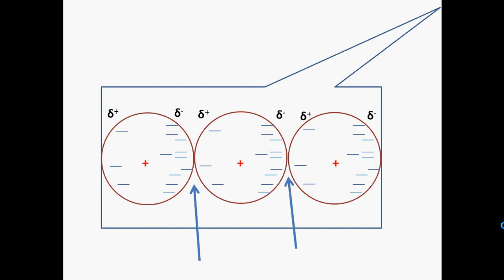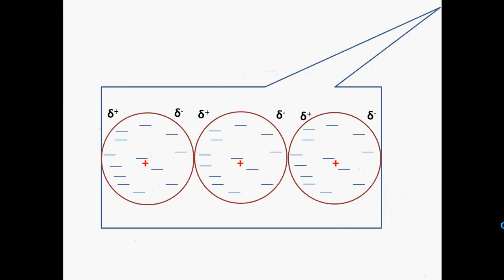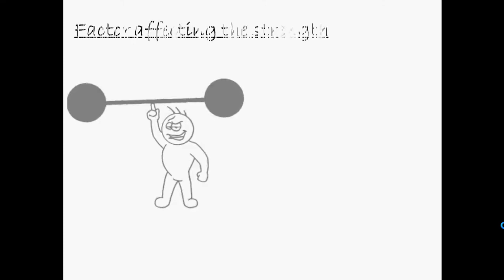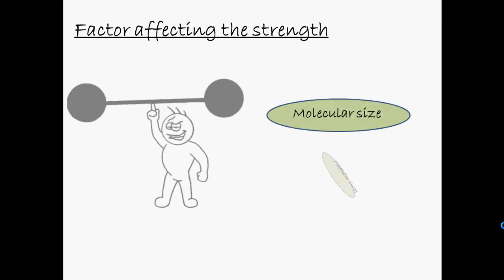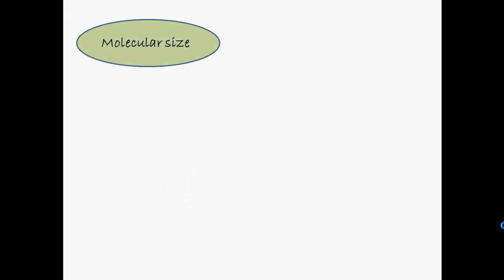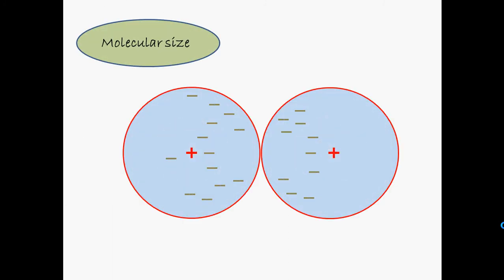So London dispersion forces can be defined as a temporary attractive force that results when the electrons in two adjacent atoms occupy positions that make the atoms form temporary dipoles. There are two factors affecting the forces: molecular size and molecular shape. Molecular size. The larger the atom, the more electrons it contains, and the stronger the temporary dipole forces. If the size is smaller, there are fewer electrons inside it.